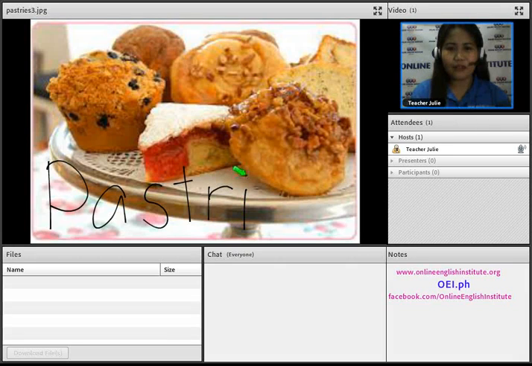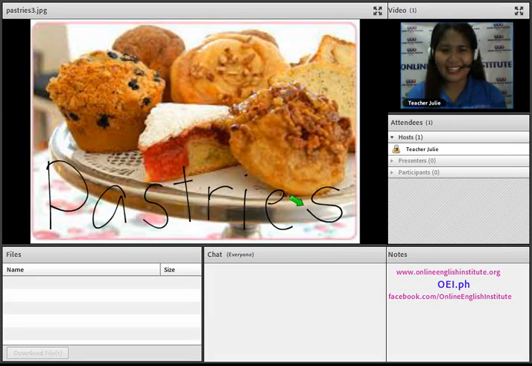This is how you spell the word pastries. I hope you understand my handwriting. So pastries are foods that have a sweet flavor. And those people who like pastries or sweets in that regard are called sweet tooth. They are considered having sweet tooth. And that is going to be our topic for today.